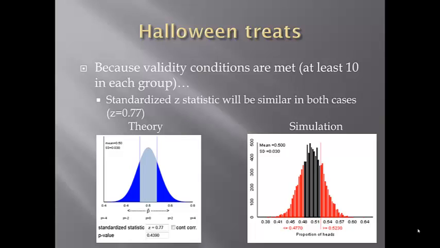For this reason, the standardized z-statistic that we get from simulation or from theory will essentially be the same at 0.77, and similarly, the p-value will be the same in both cases, approximately 0.44.